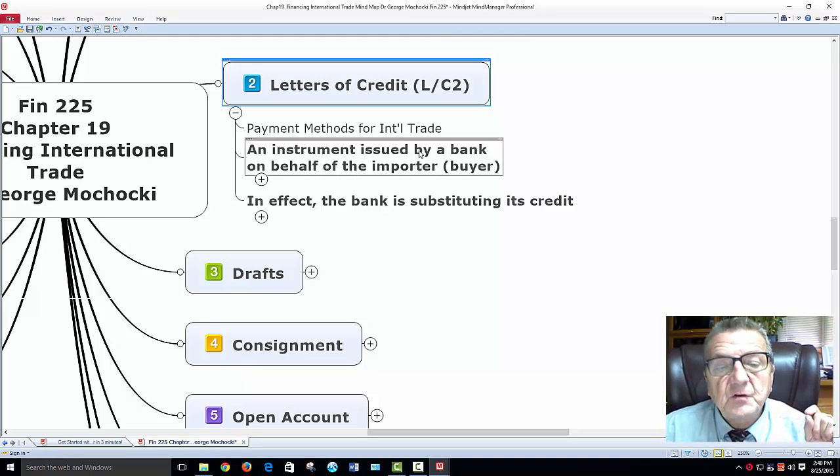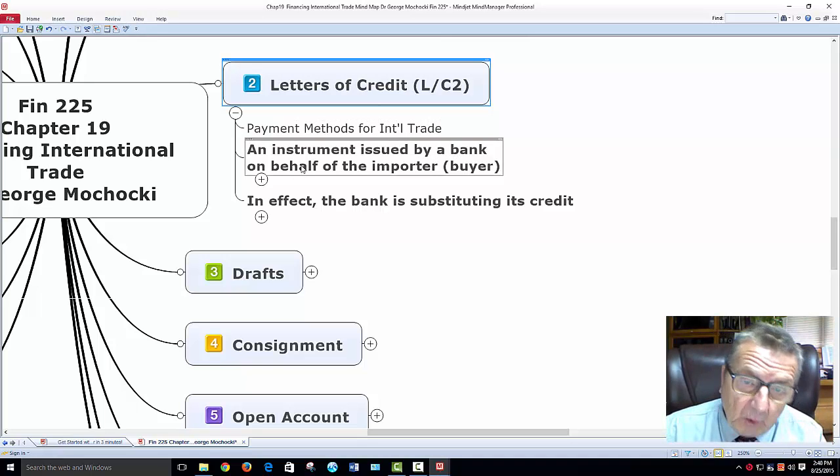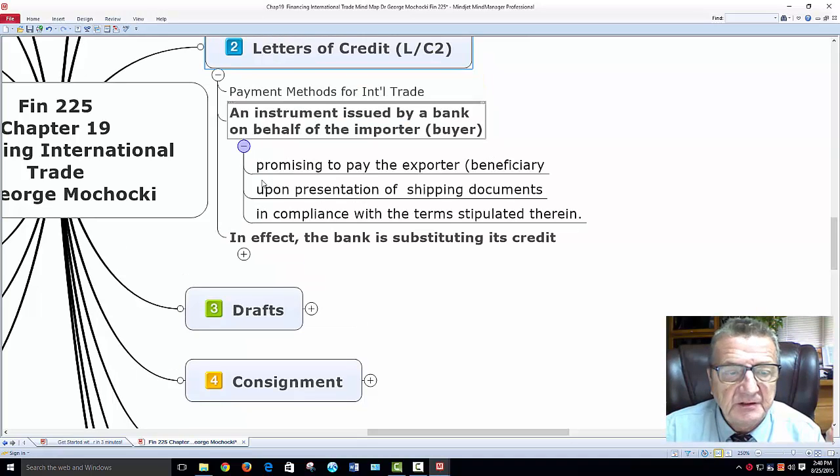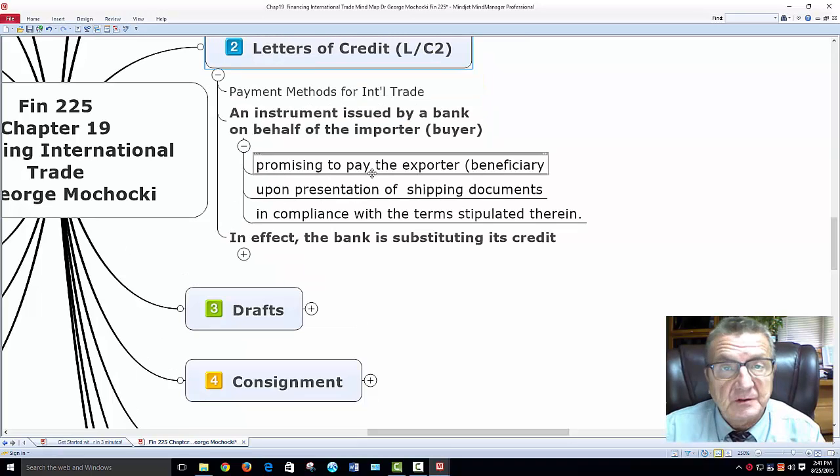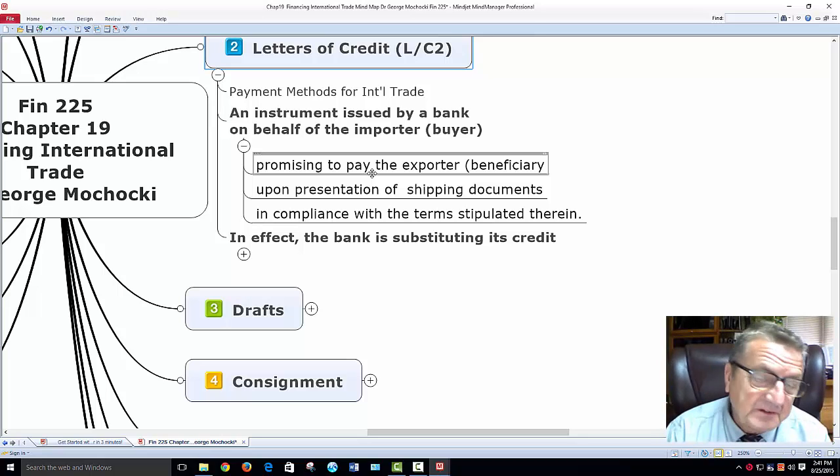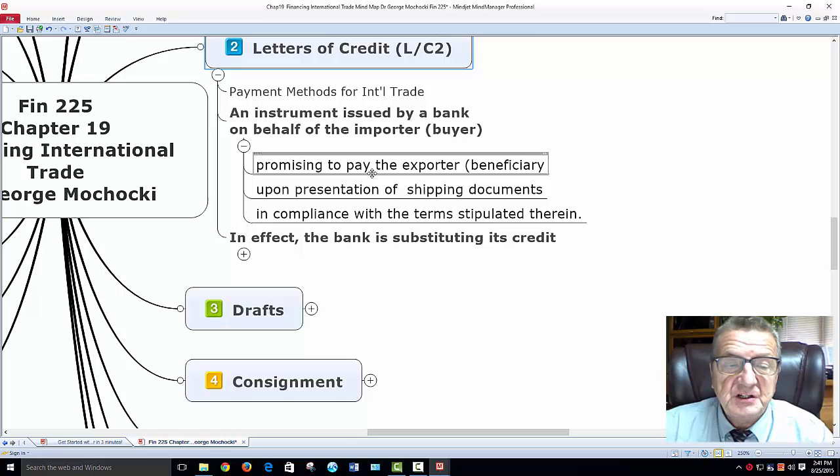Okay, the instrument issued by a bank. This is a letter of credit on behalf of the importer, the buyer, in parentheses, promising to pay the exporter, the beneficiary. Look, I'm using the terminology here: buyer, exporter, buyer, seller. All right, one's a buyer, one's a seller, but we're in finance, so we have the same terminology. When you're being tested, you're going to be tested on the terminology from the book. But if you understand it, basically, you could figure it out.